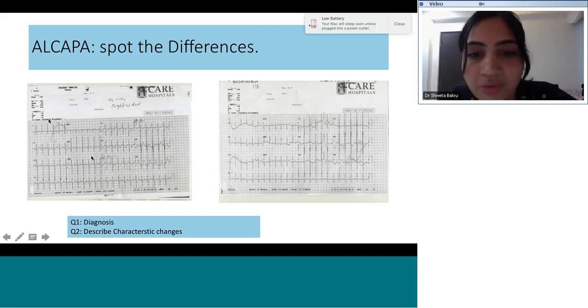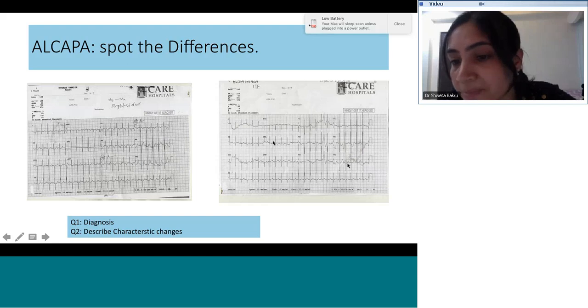So again, you have to look for the same characteristic features like we discussed: in lead 1 and AVL, there are deep Q waves, and in the second ECG, there are no Q waves in lead 1 and there is a very small Q wave in AVL. Then if you look at V6, there were deep Q waves in V6, and in the second ECG, in fact, there is an R wave, the S wave is going deeper, but there are no significant Q waves in V5 and V6. So what do you think? What has happened with this patient?